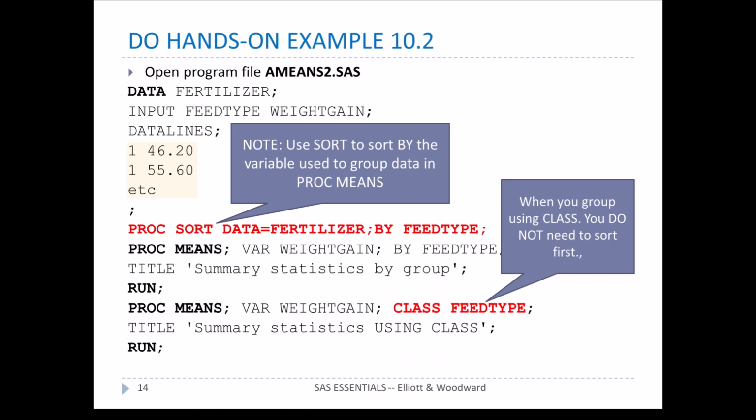All right, and then we're going to see that output here now in example 10.2. A means 2, and I've already described all of these options here that we're choosing. We're only asking for the variable called weight gain in this, and feed type is the variable that we're going to group the data by. And again, the first time we're doing a sort, and then the BY feed type both times, and then the PROC MEANS class feed type the second time around.